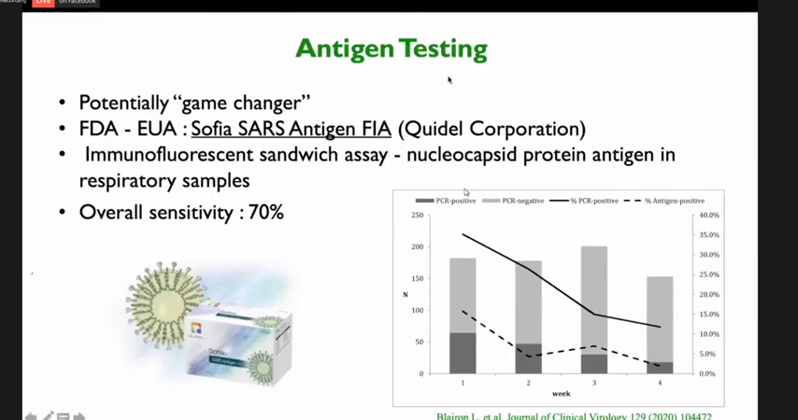So far, only one assay has received FDA authorization, that is the SOFIA SARS immunoassay, and it is based on an immunofluorescence sandwich assay that can quantitatively detect the nucleocapsid protein antigen from SARS-CoV-2 in various respiratory specimens. Although it is easy to perform at comparatively very low cost compared to molecular testing, studies have shown that it has a major disadvantage of low sensitivity, especially when compared to molecular testing.